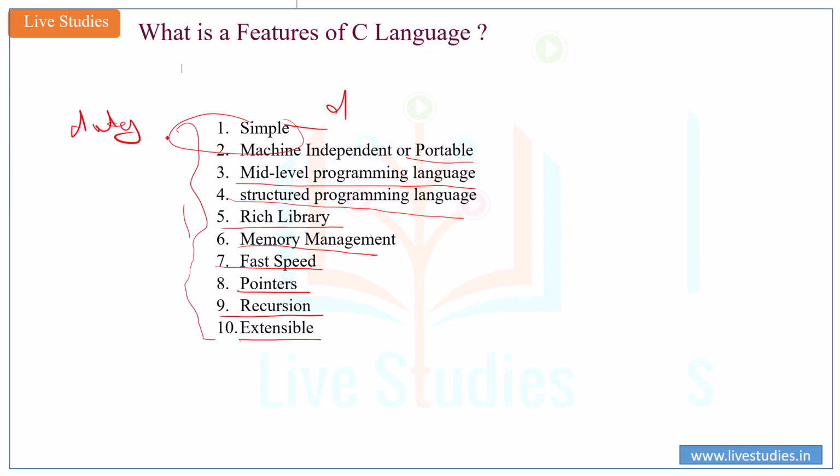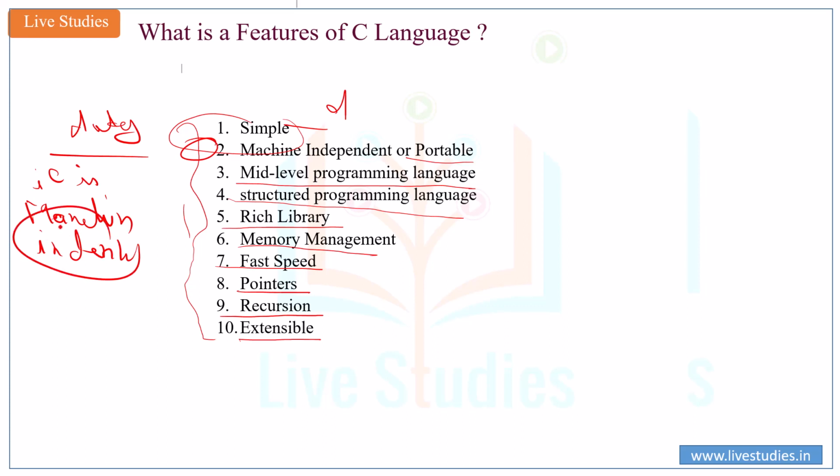Another point is portability. Unlike assembly language, C programs can be executed on different machines with some machine specific changes. Therefore, C is a machine independent language. Note this down: C is a machine independent language.